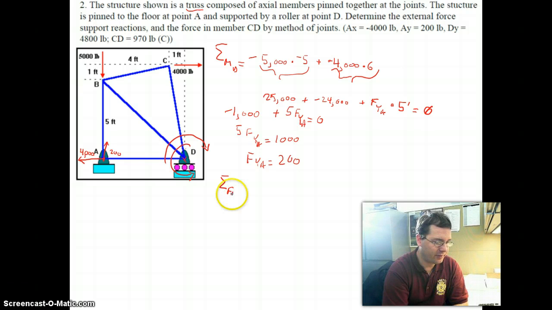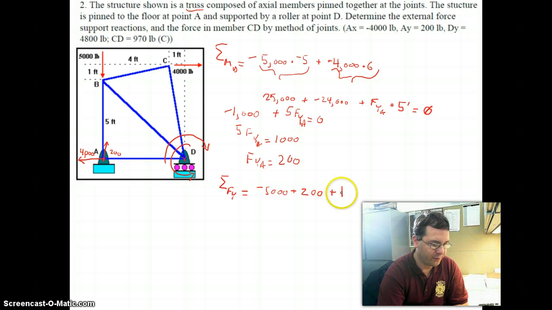So if I do sum forces in the y direction, well, they equal this negative 5,000 pound weight plus this 200 pound upward reaction at point A plus the force in the y direction at point D. And what do they all have to add to? Again, they all have to add to 0. So I can probably just solve this by inspection.